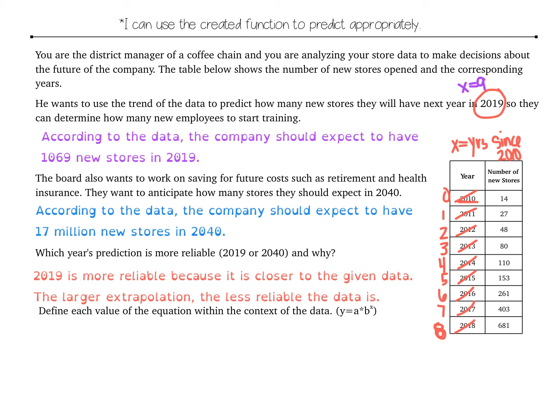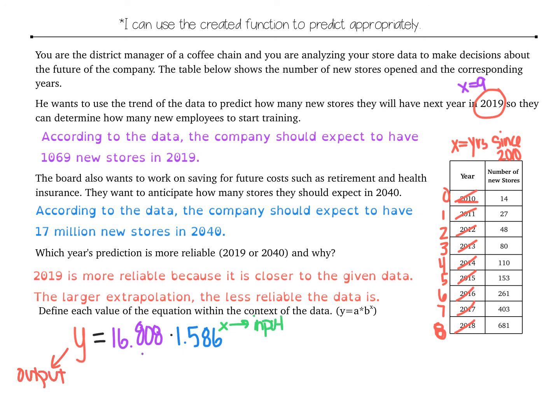All right, so we are going to define each value of the equation within the context of the data. So hopefully you got this equation: y equals 16.808 times 1.586 to the x. That should have been roughly the same numbers that you got for your exponential regression. Exponential regression is in the y equals a times b to the x form. So just a quick reminder, this should be review of Algebra 1, but just in case you've forgotten, y is still the output, x is still the input.